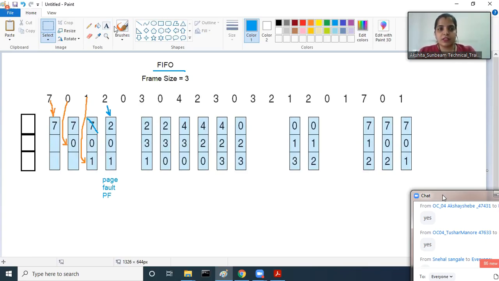Next page came as 0. Do I have 0? Yes, it is already present. Is it a page fault? No.